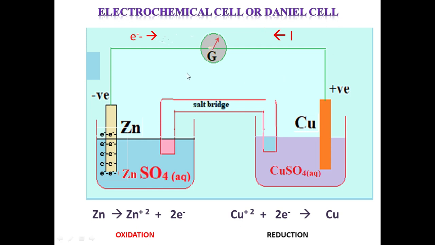So what do you think? How much voltage of electricity is produced by this Daniell cell? So the answer is 1.1 volt. That is given by the Daniell cell.